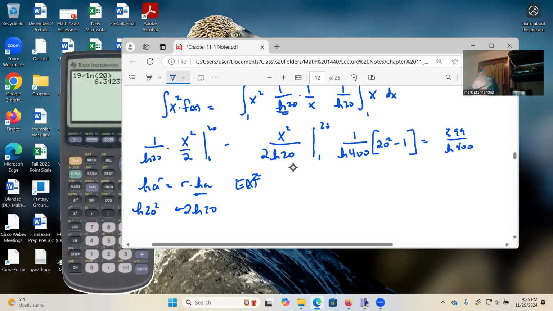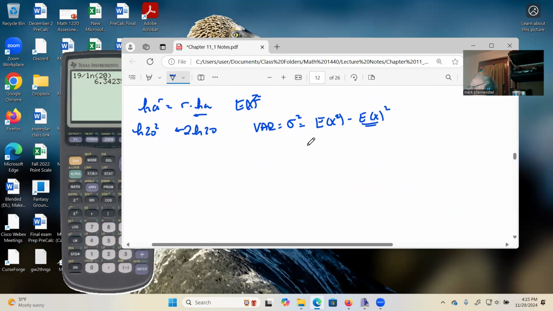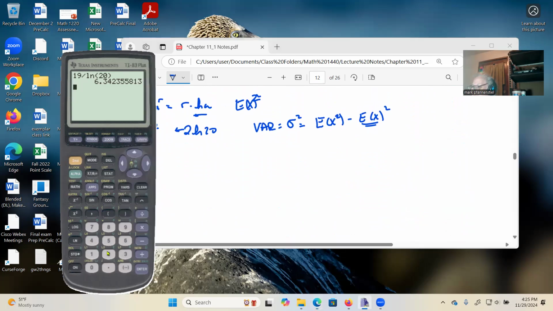Now, remember that the variance, sigma squared, is equal to E of x squared minus E of x squared. We just calculated this number, right? This number was 6.34. So when I go to my calculator, I'm going to square that number right away, my previous value, the last answer I had here, 6.34 squared. Okay, that's 40.2245.